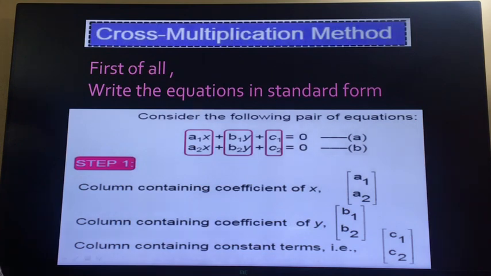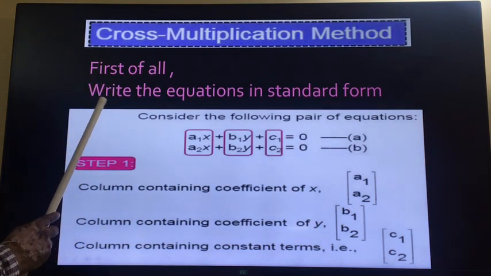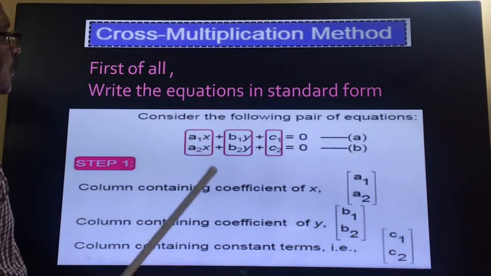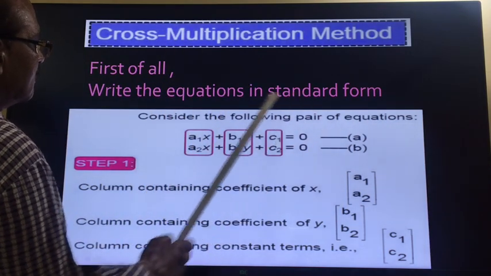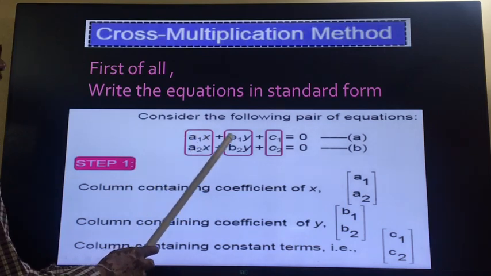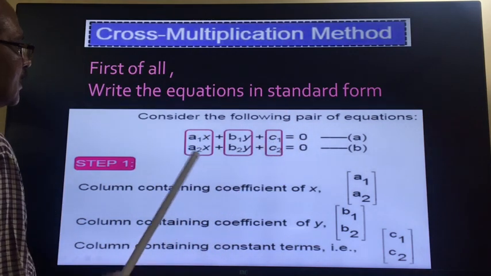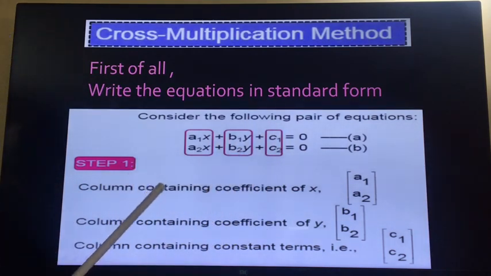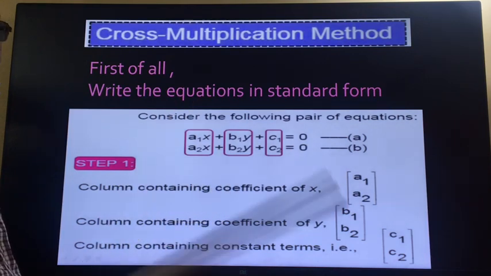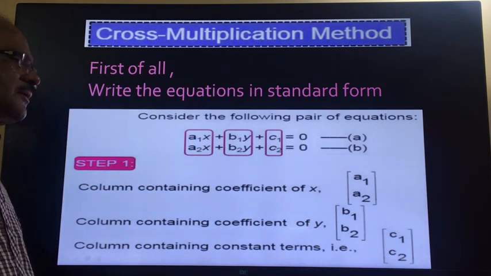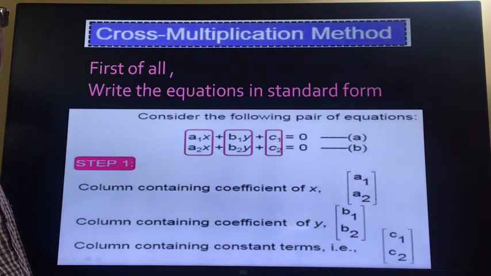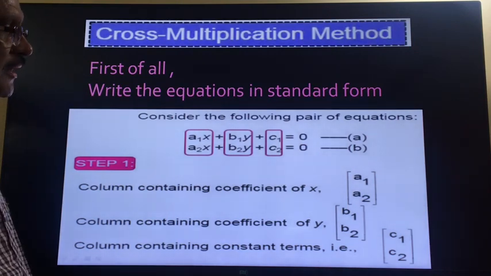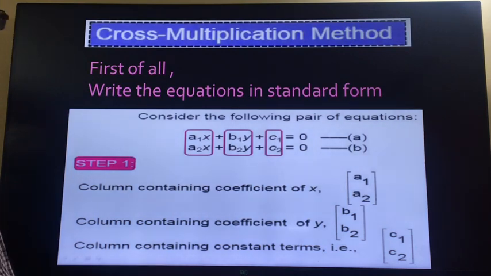What is the method? First of all, write the equations in standard form. Consider the following pair of equations in the standard form: a1x plus b1y plus c1 is equal to 0, and a2x plus b2y plus c2 is equal to 0. Standard form means whatever is on the right side, transfer it to the left side and write 0 on the right side. After transferring all the terms to the left side and writing 0 on the right, that is called the standard form. Then we will write the value of the coefficients.